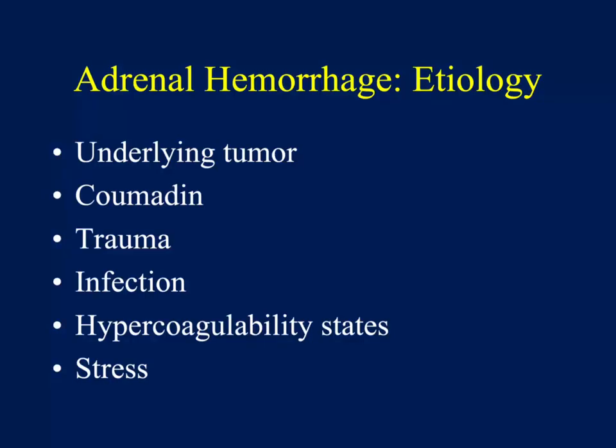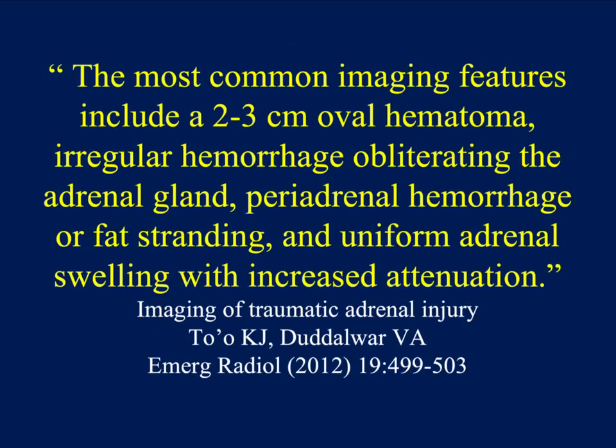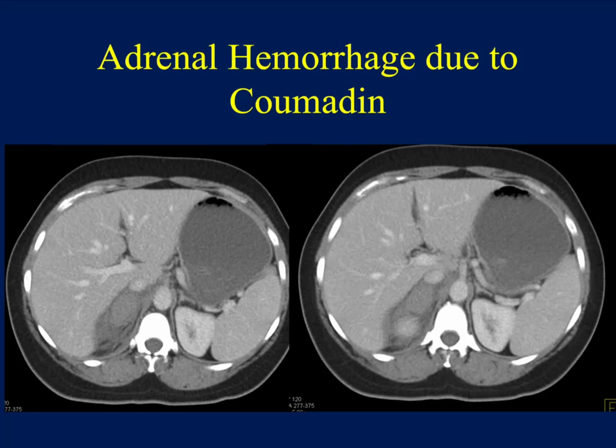Causes of adrenal hemorrhage: Coumadin, underlying tumors, trauma, infection, hypercoagulability, or stress. Adrenal masses that more commonly bleed: PHEOs, number one on the list, METs, ACC, myelolipoma, and adenoma. When you look at the trauma, that's really where things were classically described: an oval lesion, high density, stranding around the gland, most common in the right adrenal gland, and commonly associated with renal or liver injuries at the same time. In trauma, usually it's going to be unilateral.